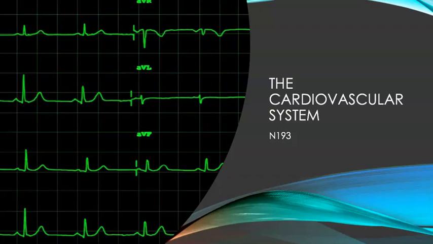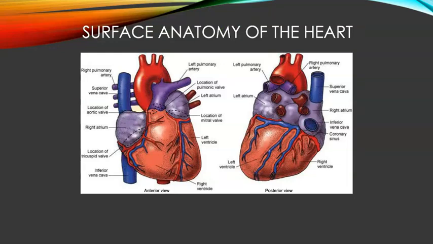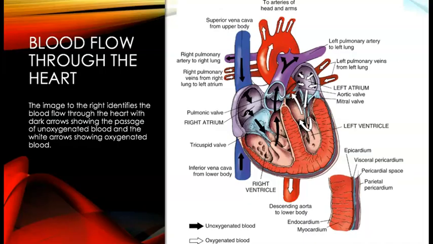Hi class, this recorded lecture is going to be about the cardiovascular system. While you have all taken anatomy and physiology, I would still take a look at the anatomy of the heart, just as a quick review. Here's a little review on the blood flow through the heart.